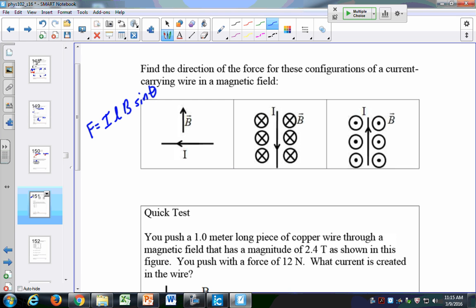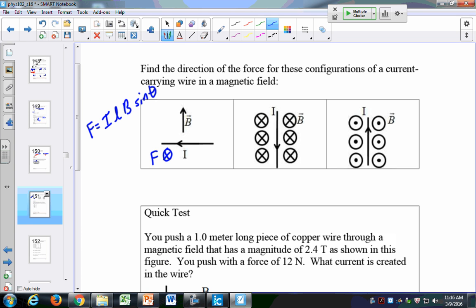So here, the L vector will always be in the same direction as your current. Really what we're talking about is the direction of the vector L, but I'm going to instead talk about the direction of the current, because that tends to make more sense for people. So my current is in this direction, my magnetic field is up, and so my force has to be into the page for this wire. For the second one, my current is down, magnetic field is into the page, so my palm will be into the page like this.